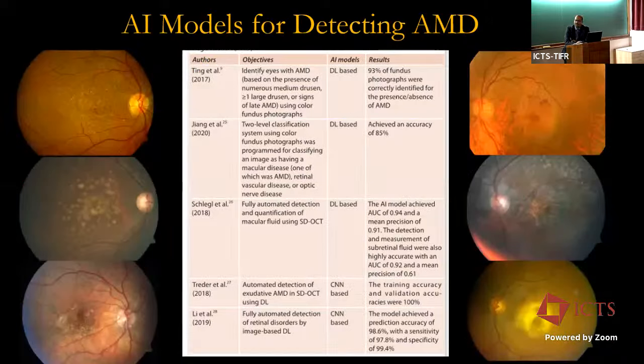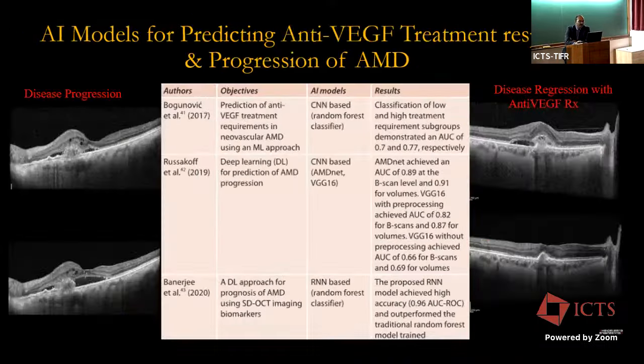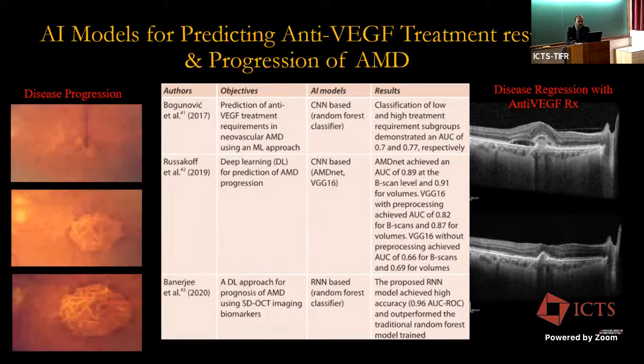So there are a huge bunch of papers which have come in for AMD, and these are the models which are looking at detecting AMD, and also for diagnosing AMD. And very interesting, this is important, AI models looking at predicting conversion of dry AMD to wet AMD. This is something we are very interested in. This is what we really need. And Yim et al. have done a great job looking with deep learning segmentation. Also, very importantly, AI models for predicting anti-VEGF treatment response and progression of AMD. So this is what we're looking for. And there are definitely robust models coming up based on convolutional neural networks.